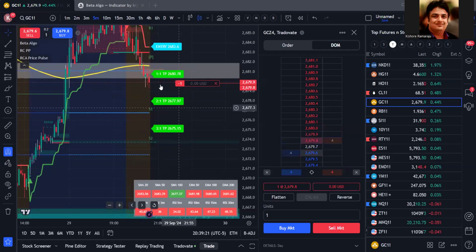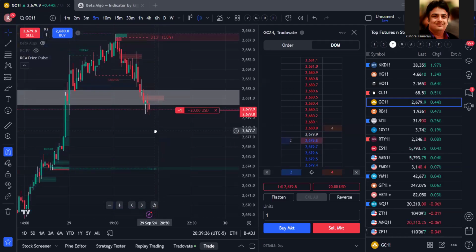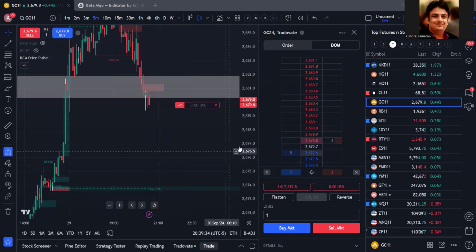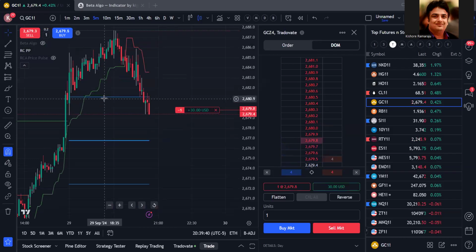And also, if you want a clear picture, you can see that there are some sellers in the market. You can see the red fair value gaps. That means more sellers are stepping into the market. And also one more thing, you remember what I said? Whenever the lines are far from each other, the price will be choppy. That means it will be in a range. It will go up, it will come down, it will go up, it will come down.